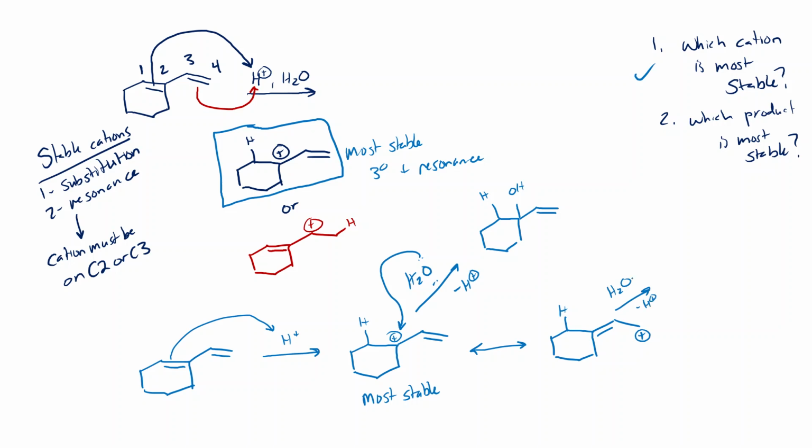The other option, of course, is we could go from the less stable carbocation intermediate, add H2O, lose H plus. H2O will attack the carbocation here. We'll end up with a primary alcohol and a 1,4 addition, right? The hydrogen is added to C1. We have a double bond in the middle here, and now we've got a primary alcohol on C4.